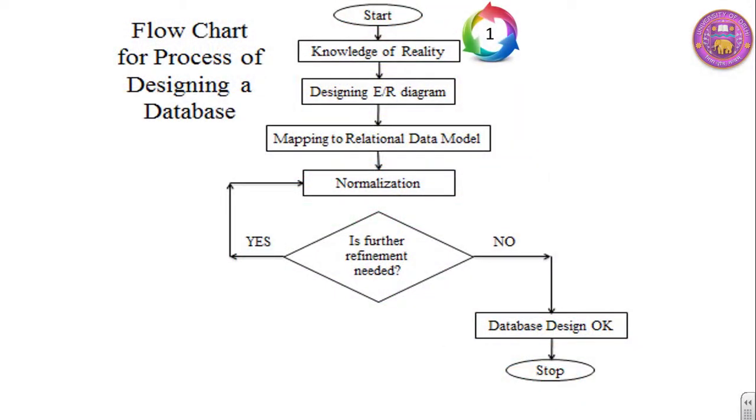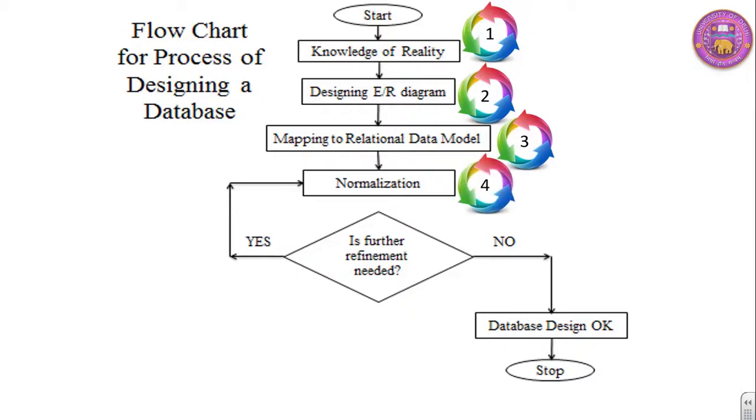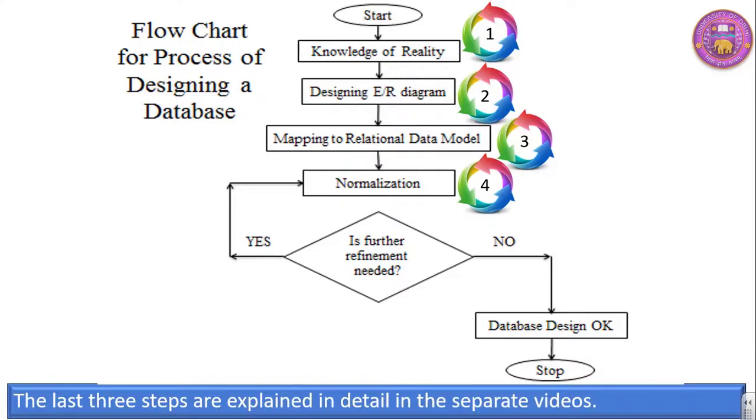First step, knowledge of reality. Second step, designing ER diagram. The third one, mapping to relational data model. The fourth one, normalization. The last 3 steps are explained in detail in separate videos. That is designing ER diagram and mapping to relational data model, and the last one is normalization.